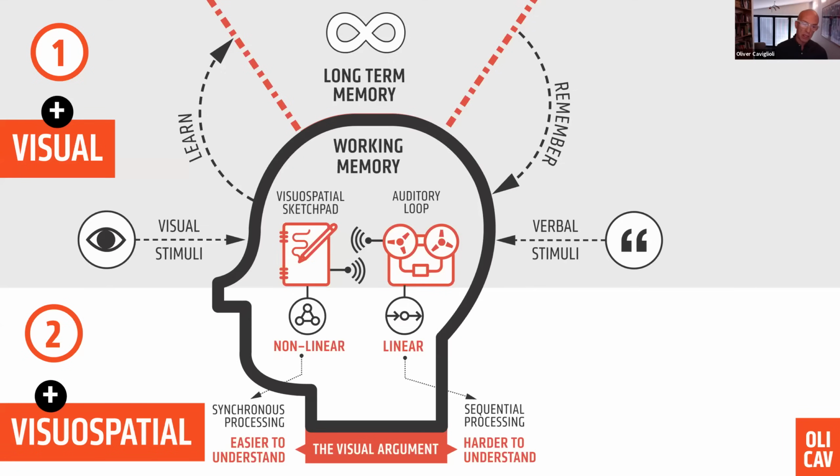And Paivio uses a kind of strange word, synchronous processing. He sometimes calls it parallel processing, because he says all the elements of a diagram are simultaneously available. Not that you can process all of it in one go, but it is simultaneously available. Whereas with written or spoken word, you have to go backwards and forwards and navigate it with syntax, which is harder. And so he came up with the notion of the visual argument, where diagrams are said to have computational advantage over text. This is what we're going to explore now.